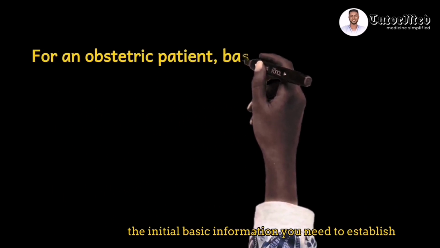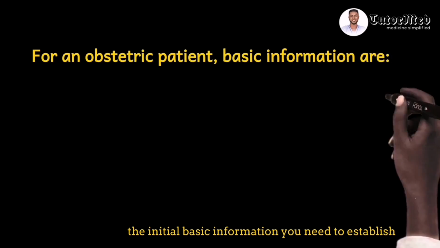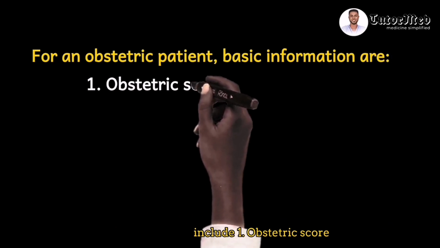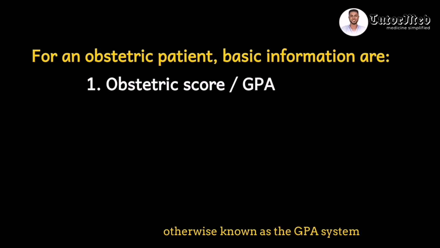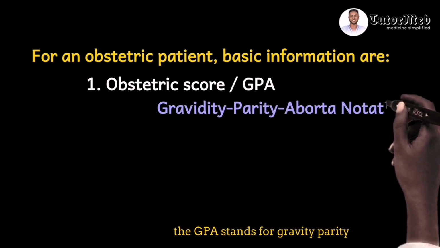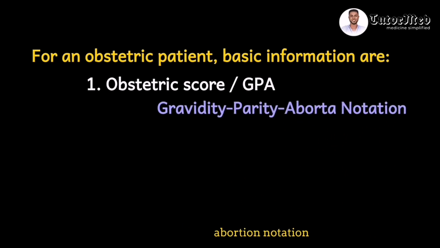Well folks, for an obstetric or pregnant woman, after you've asked about her demography, which is her name, her age, etc., the initial basic information you need to establish include 1. Her obstetric score, otherwise known as the GPA system. The GPA stands for Gravidity, Parity, Abortion, Notation.